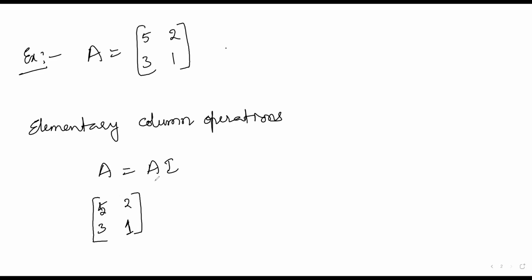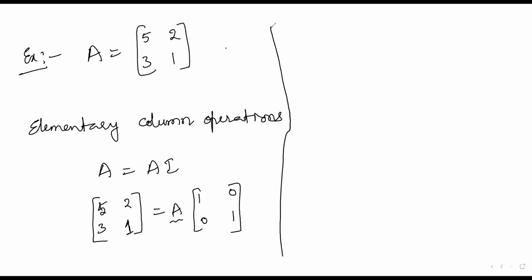So why are we taking it like this? This is A and this is I, which is 1, 0, 0, 1. And this A you are not disturbing at all. We have to apply operations on A and I. A you have to transform to I. That is the thing. So that means this 5 you should make 1 first.